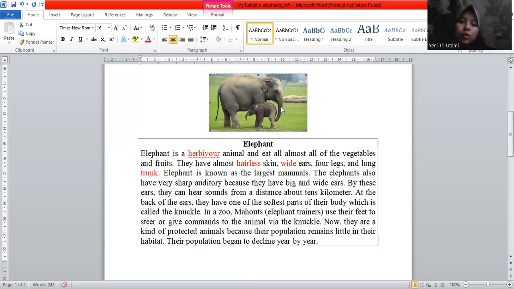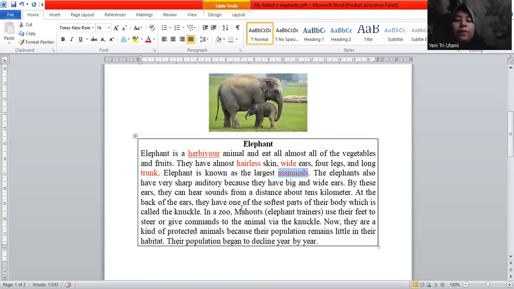Their long nose has the function to help them drink water and even eat their food. Okay, and then the next elephant fact is that they are known as the largest mammals. Do you know, guys, what it means by mammals here? Mammals is a term for any kind of animal that gives birth to their babies. So, they're not laying eggs and so on.